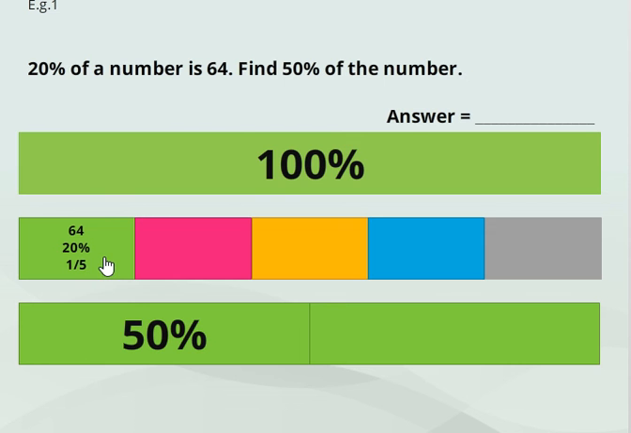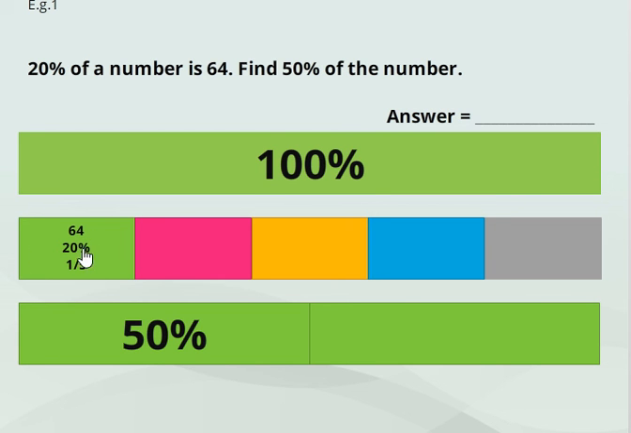Well, this question now is very easy because you know that 64 is 1/5. You know that if you get another 64 and another 64 and another 64 and another 64, that's 100%. That's your original number. So you do 64 times 5.